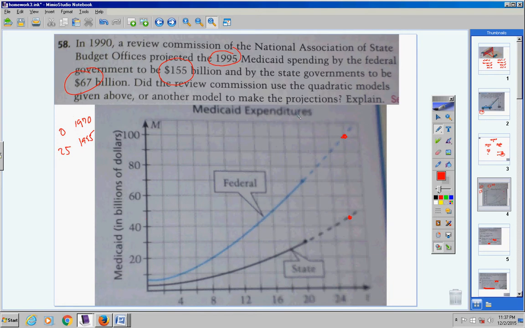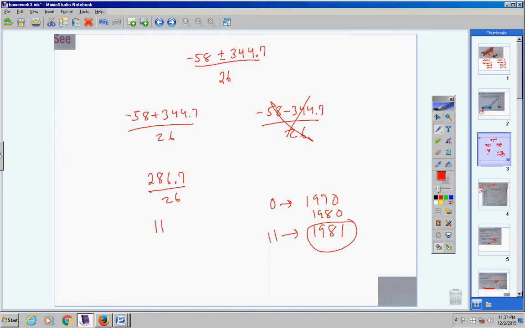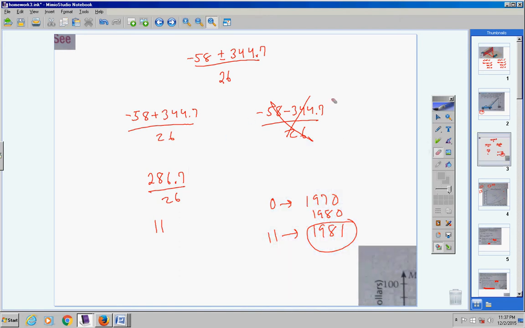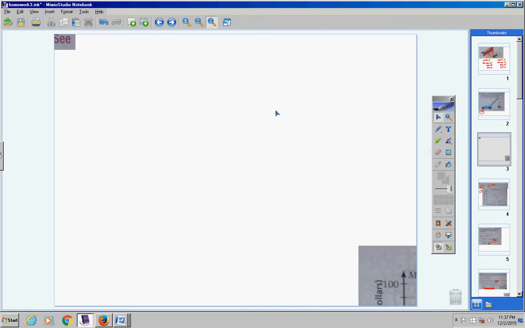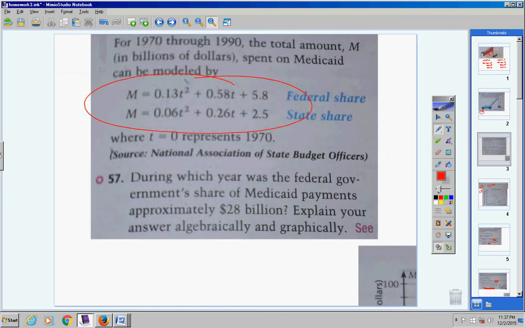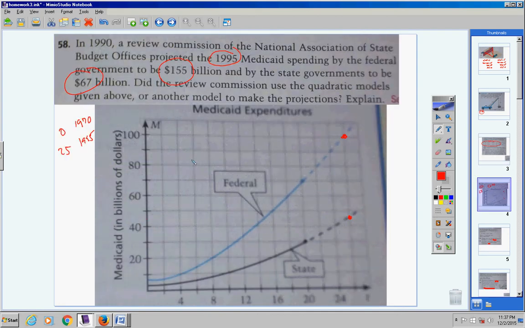They did not use these quadratic models back here. Remember these quadratic models right here? They did not use these quadratic models here, okay? Because they're not matching the graph. So it's obvious they did not. Okay, moving on to number 59.